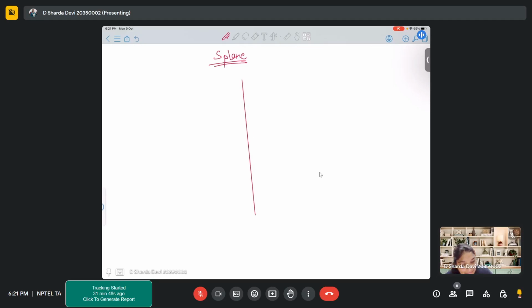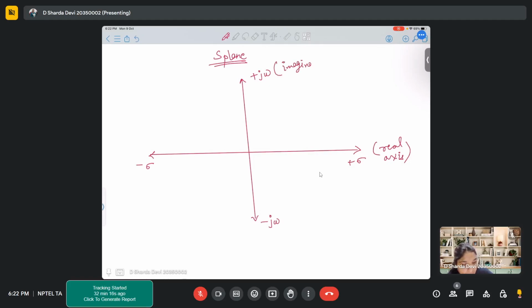This S plane has two axes. The real axis is called the sigma axis, plus minus sigma. This is the real axis. And this is the j omega axis, which is the imaginary axis.